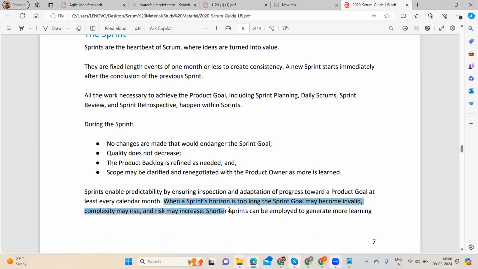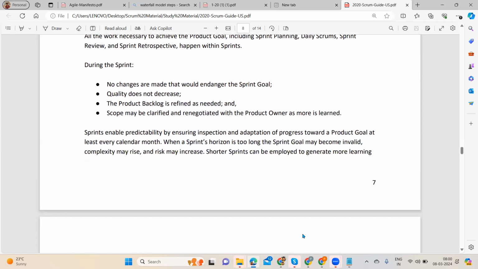When the sprint horizon is too long, the sprint goal may become invalid, complexity may arise and risk may increase. Shorter sprints can be employed to generate more learning. This is also one of the interview questions. Why do you have a 2 weeks sprint? Why can't you have a 4 weeks sprint? So you can tell: when the sprint horizon is too long, the sprint goal may be invalid, complexity may rise, and risk may increase. Shorter sprints can be employed to generate more learning.